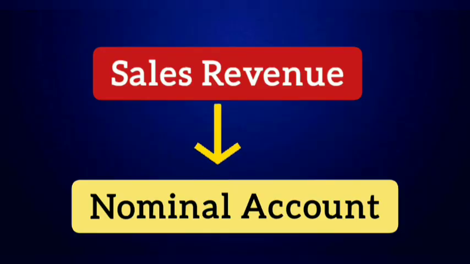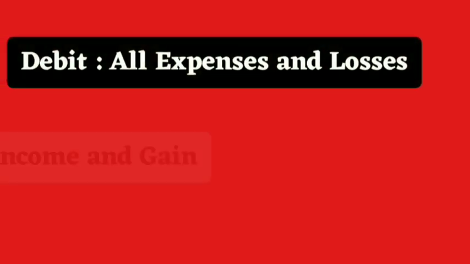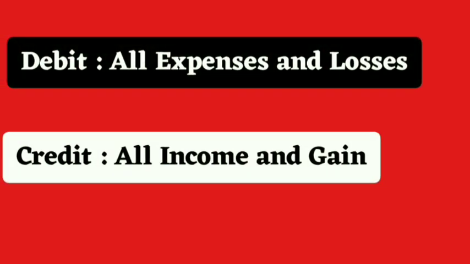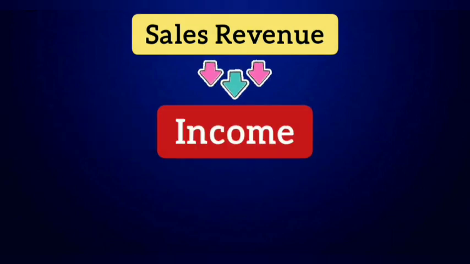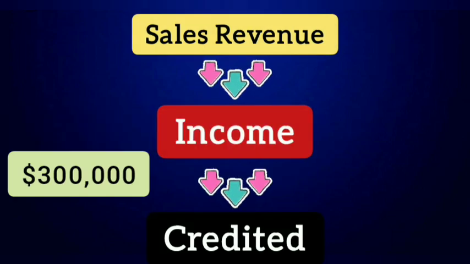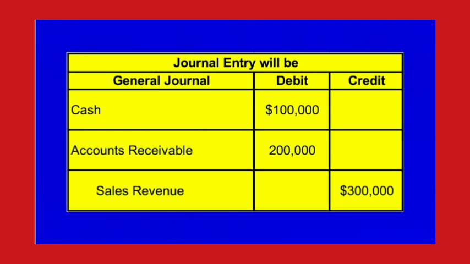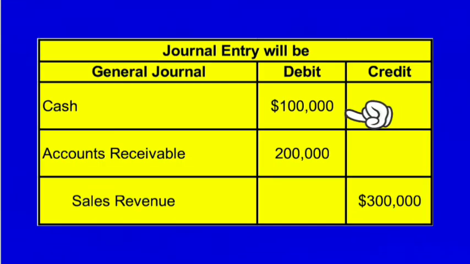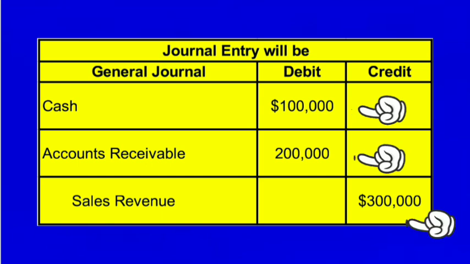Finally, sales revenue account, which is a nominal account. Golden rule number 3 will be applied. Debit all expenses and losses, credit all income and gains. Sales revenue is an income. Therefore, its account will be credited with $3 lakh. Therefore, the journal entry will be cash account debit $1 lakh, accounts receivable account debit $2 lakh, to sales revenue account $3 lakh.